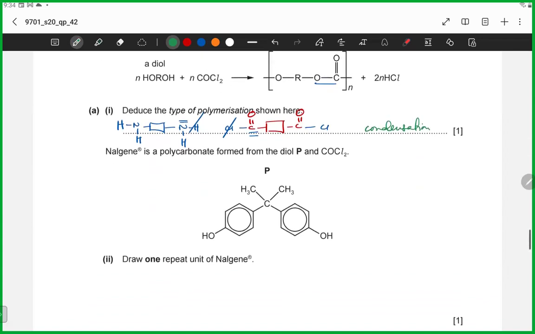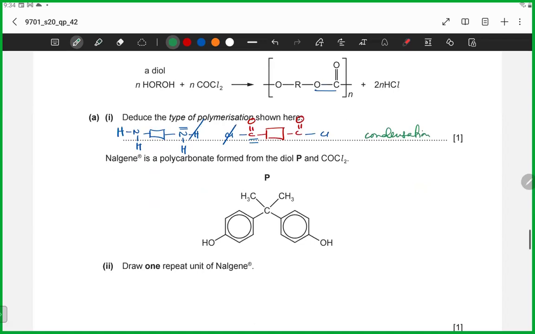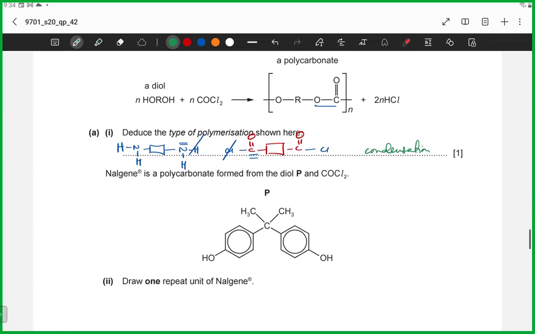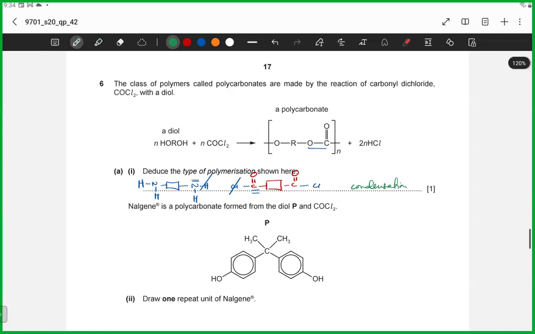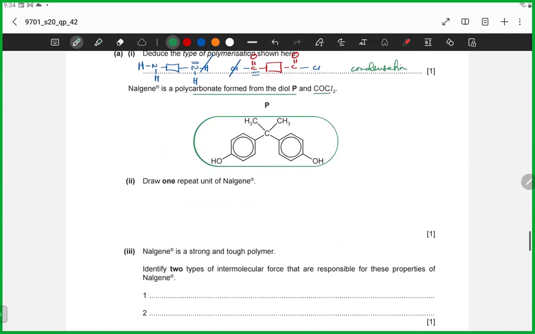The next one is draw. He says that Nalgene is a polycarbonate formed from the diol P. I don't know what Nalgene is. So I have no idea what diol P is. Sorry, diol P is this thing. So we've got diol P and he says draw one repeat unit.